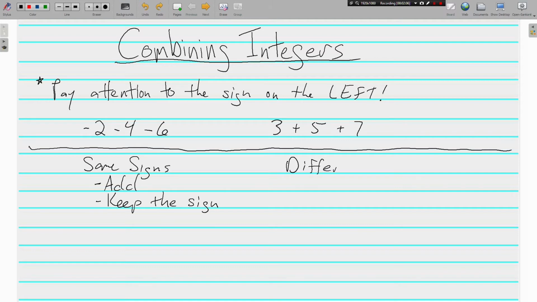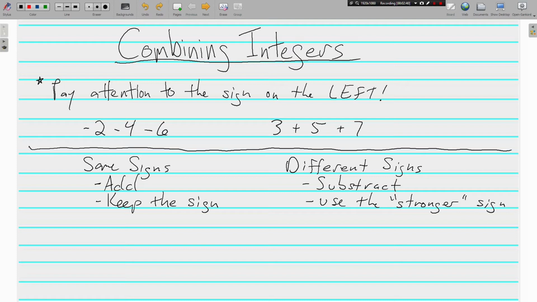If and when we are combining things with different signs, we're going to subtract. Different signs subtract, and use the stronger sign. The stronger sign. Really, we're using the one with the highest absolute value. The one that is furthest away from 0 is the stronger number.